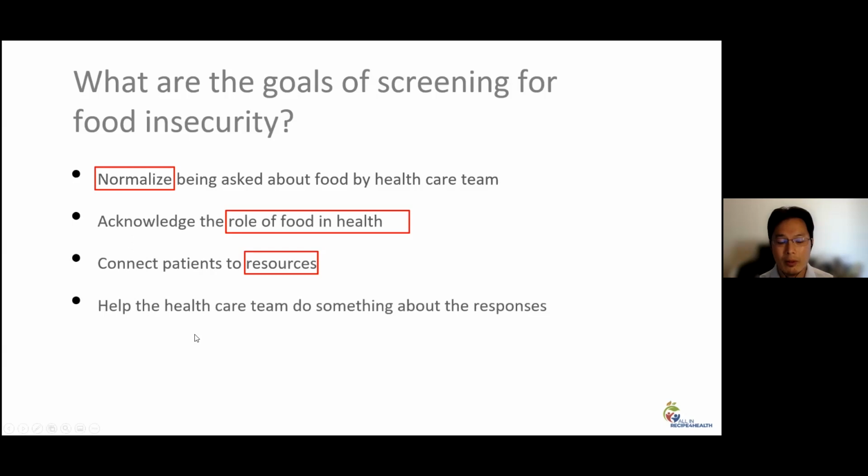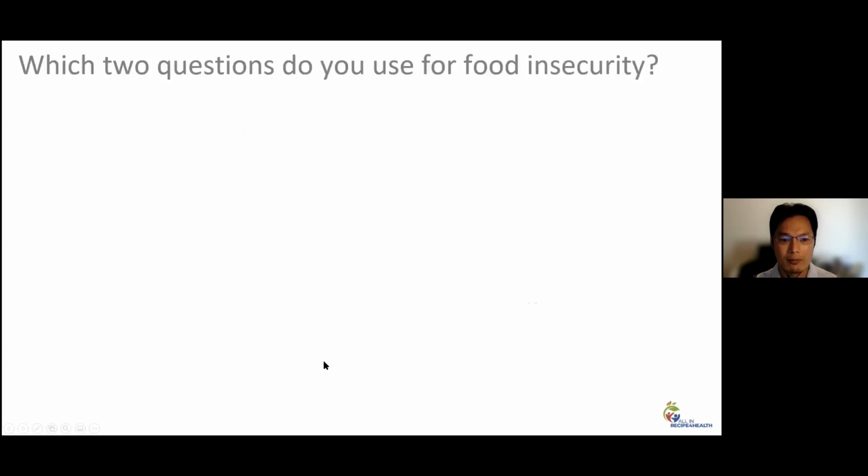Finally, we want to help the healthcare do something about the responses. It doesn't make sense to screen and have no pathway to help. So if we're going to do food insecurity screening, we better have the resources set up. And so that's what we have.